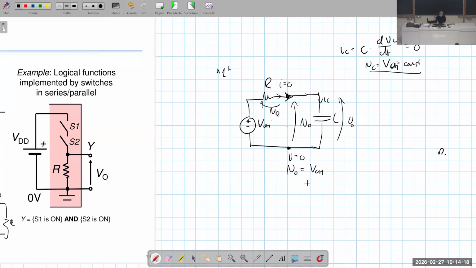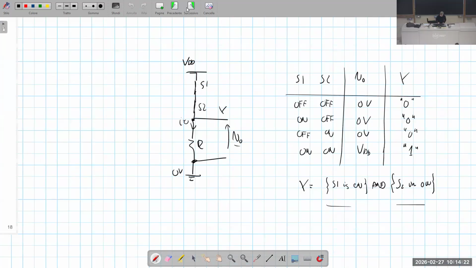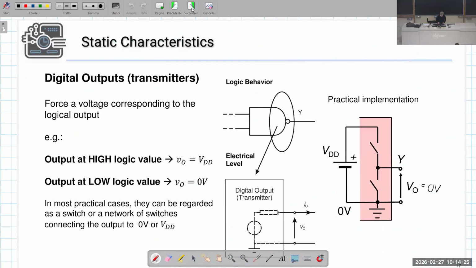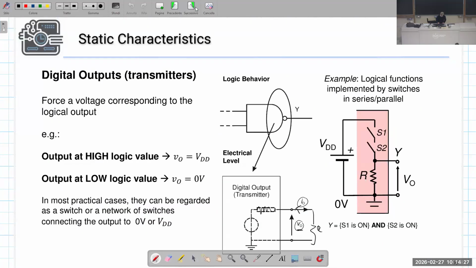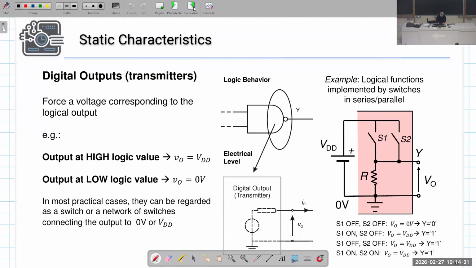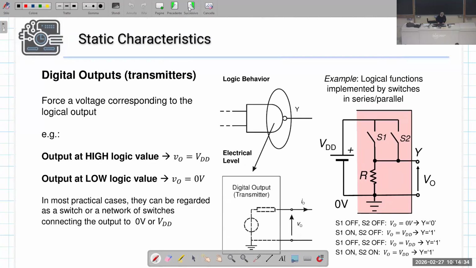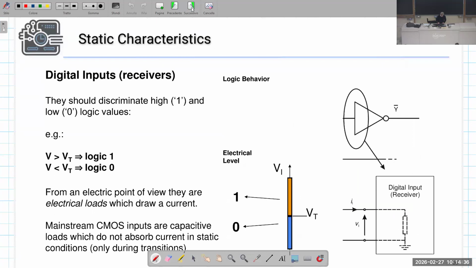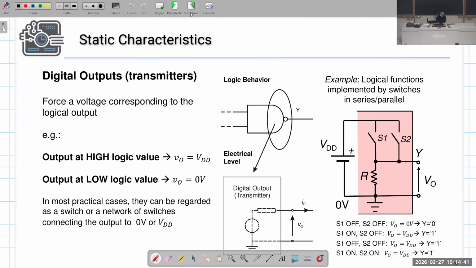So the state depends on the logic level. In general, it also depends on the current which is drawn by the gate. And okay, I am afraid this is not the last version of these slides. By the way, I have explained the concept of the current.